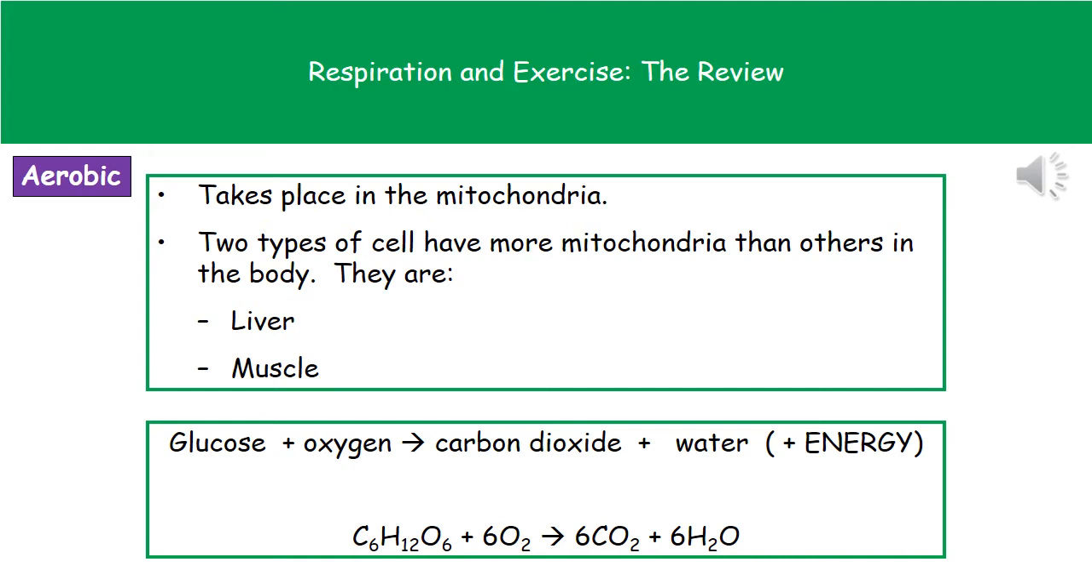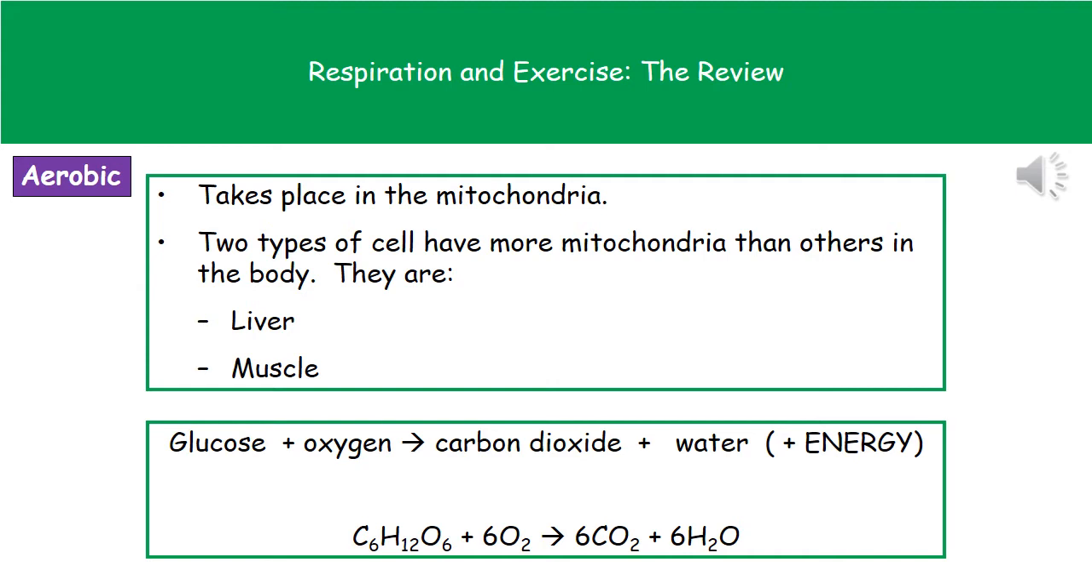Now, we've got two types of cell that have more mitochondria than others in the body, and those are the liver and muscle cells. And the reason for that is because the liver and the muscles actually need more energy, and because the mitochondria are the site of aerobic respiration, that means they can generate more energy.